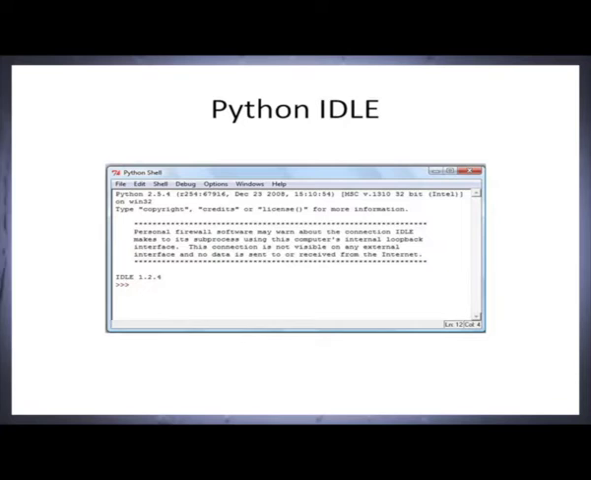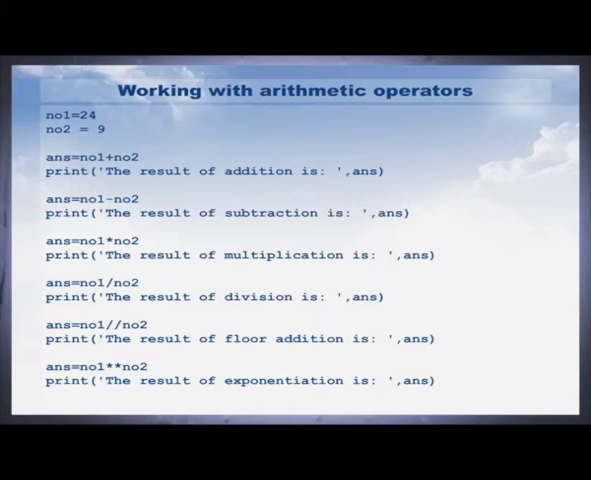Let us now try a small example illustrating how to use these arithmetic operators. Please go to your Python IDLE and type as you are seeing now. This example illustrates the various arithmetic operators. As you can see, we are adding two numbers, say number 1 and number 2, and printing the result, and subtracting, multiplication, division, and again we are performing floor division and exponentiation.